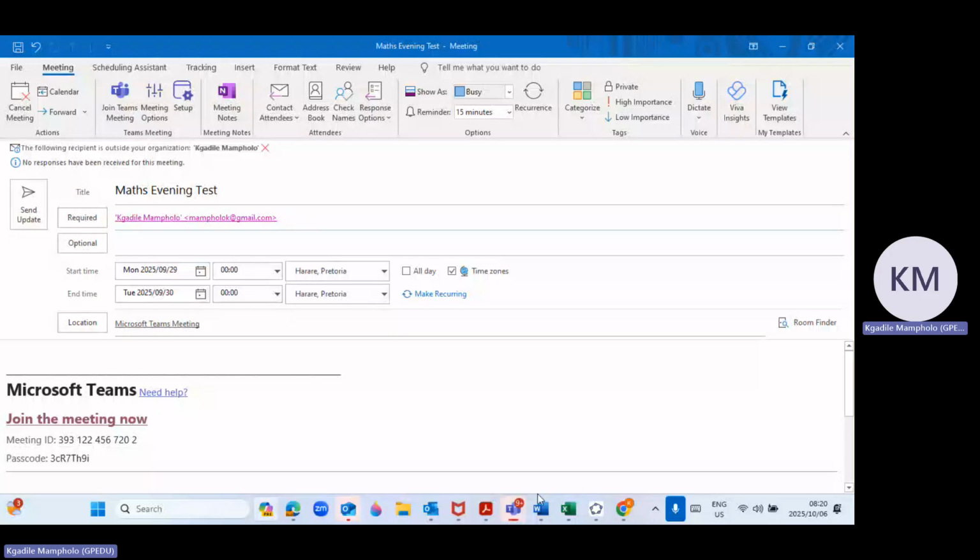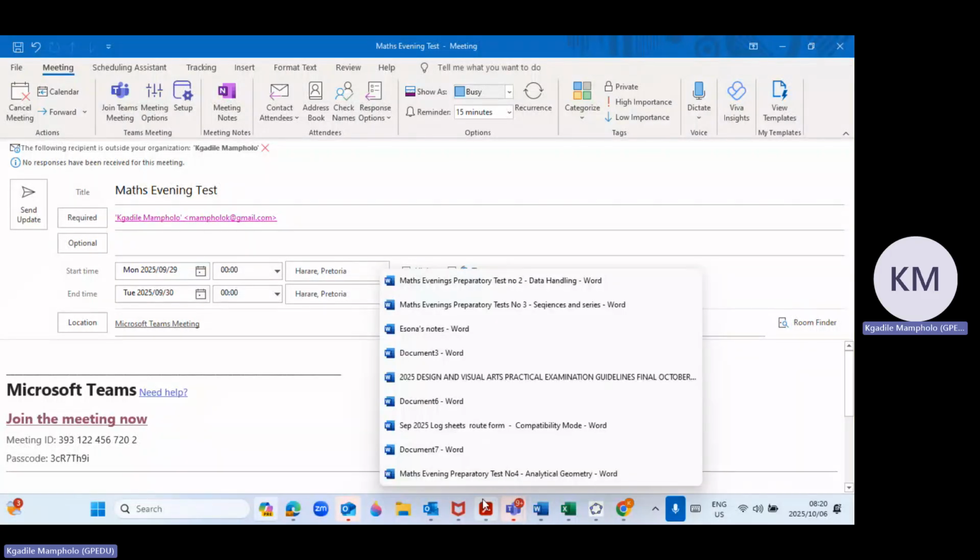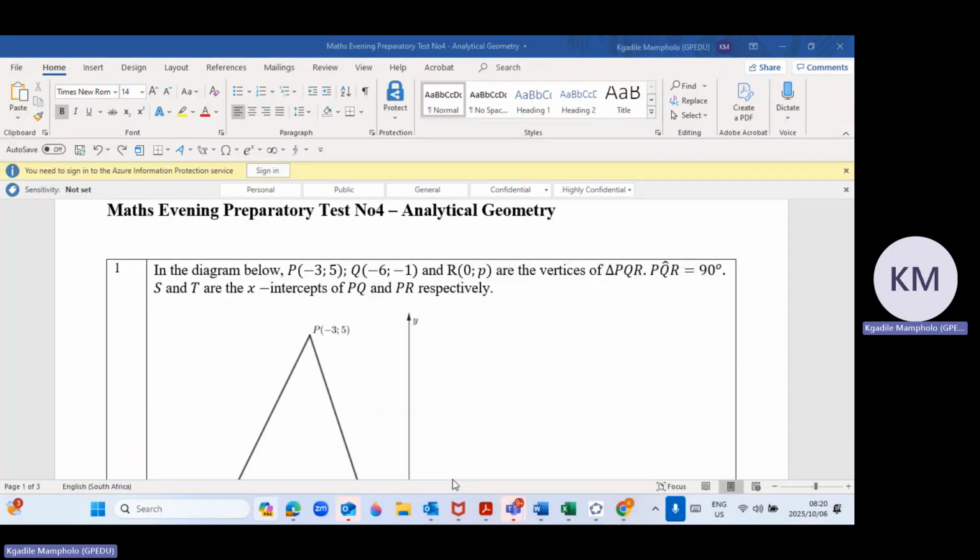Today, I want to take you through the solutions of the analytical geometry test written on the 6th October 2025. So I just want to mediate the solutions. Now, without wasting time, let's go into it.